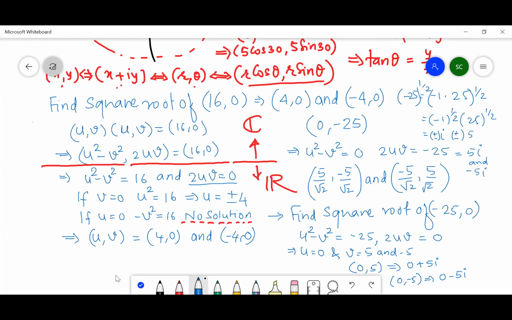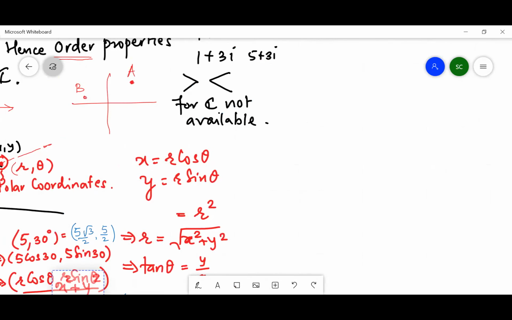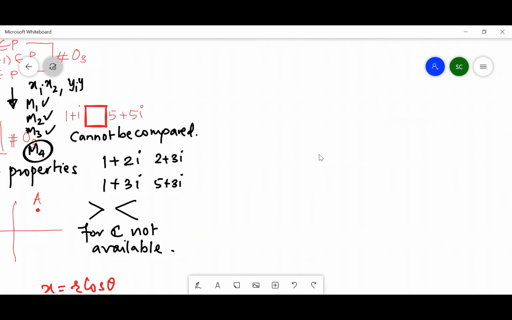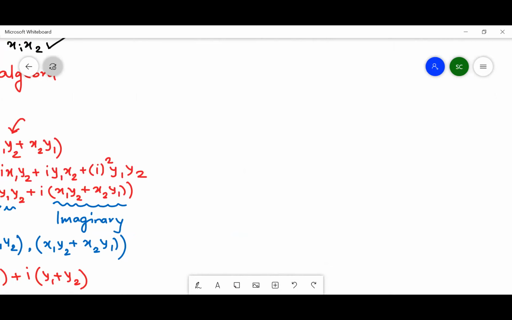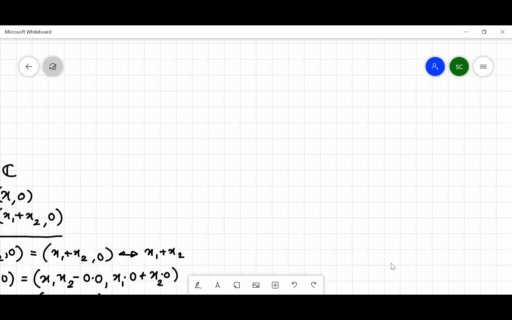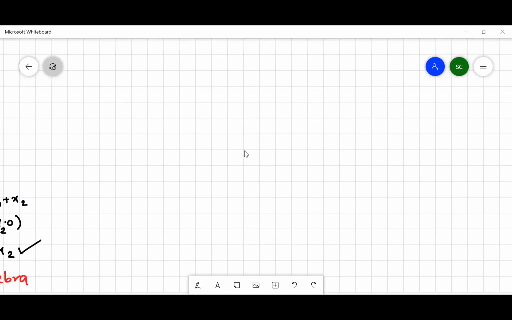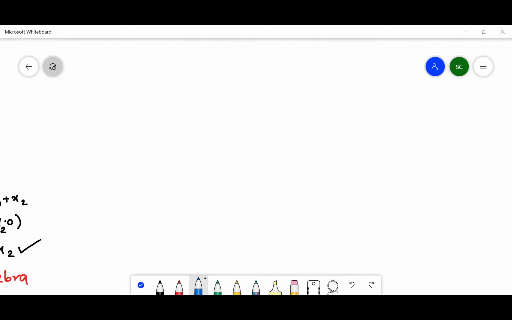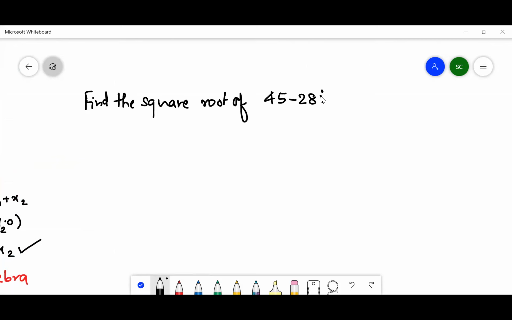Okay, good. So now let me give you a real complex number to find out the square root of. Find the square root of 45 minus 28i.